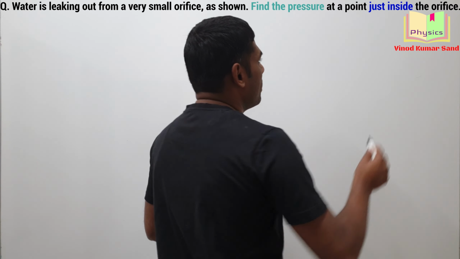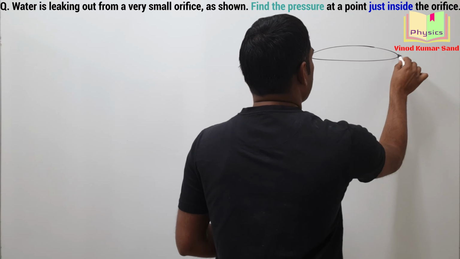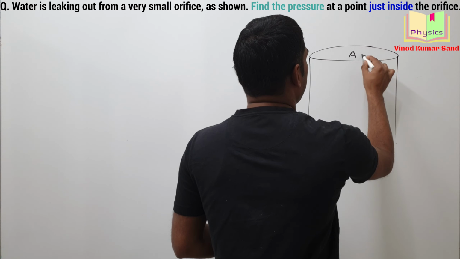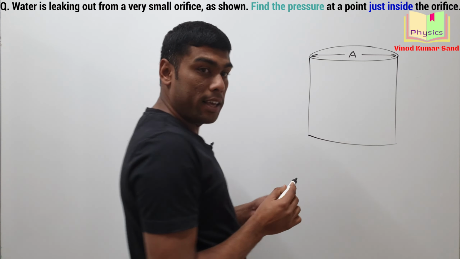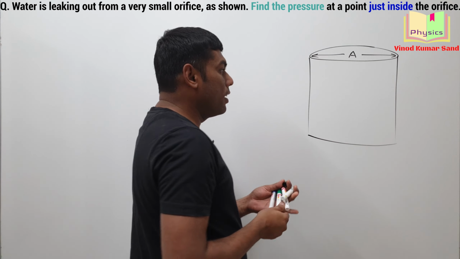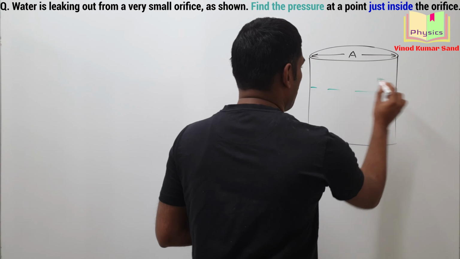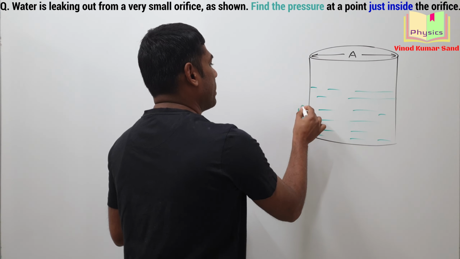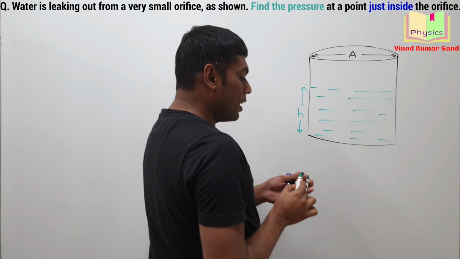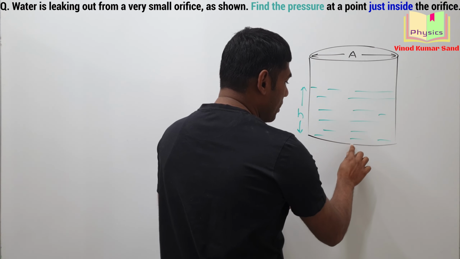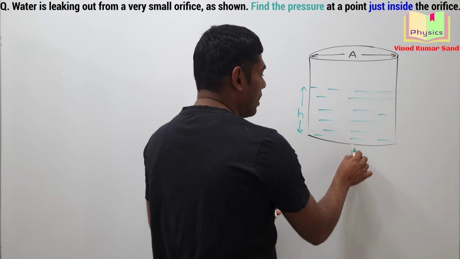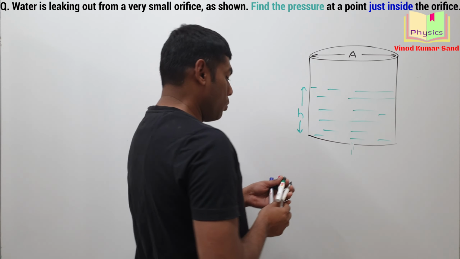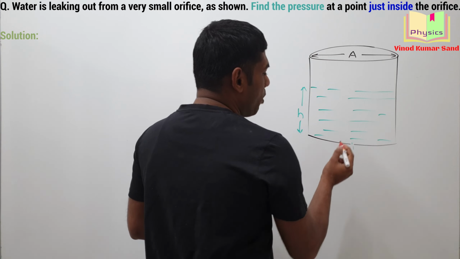So we have a cylindrical container. Suppose for this cylindrical container, we consider the area of cross section as A. The water has been filled up to the height h at this moment. So this we are taking up as h. There is a very small orifice at the bottom and the water leaks out from this orifice. Got it? Now we take few points.